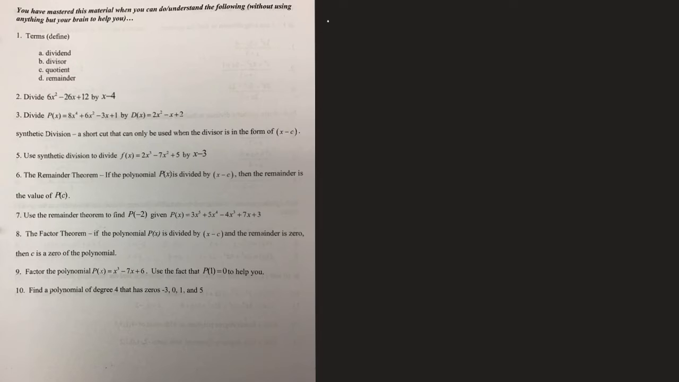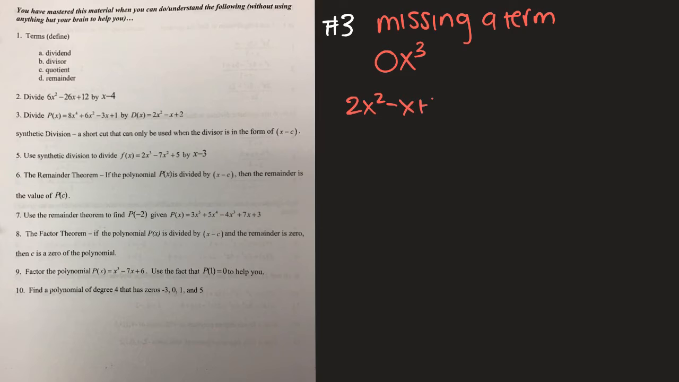So let's just quickly talk about number 3. It asks us to divide by 2x squared minus x plus 1. The only thing that I want you to take note of is it is missing a term. What term is it missing? It's missing the x cubed term. So when you're setting it up in the division sign, just make sure that you account for that. So it should be set up as 2x squared minus x plus 2.